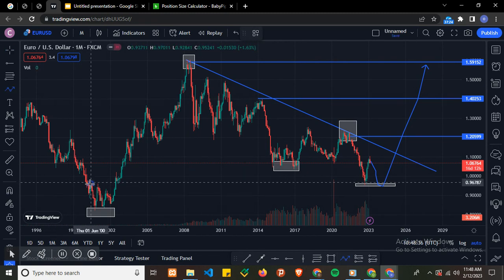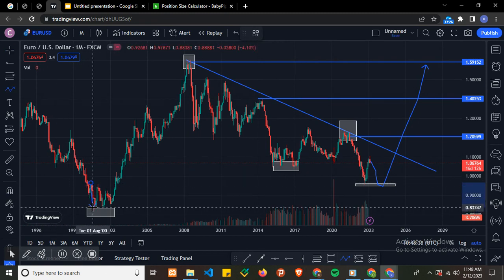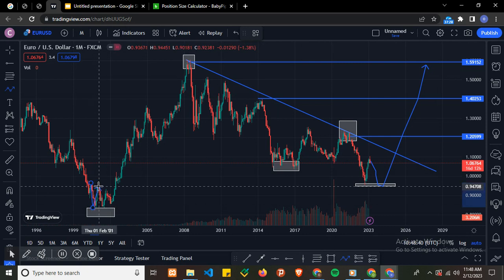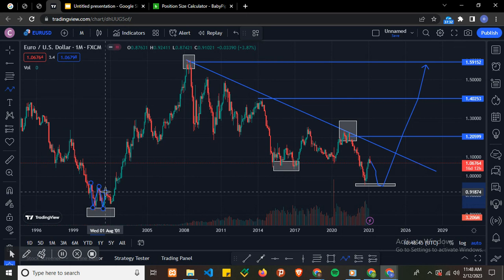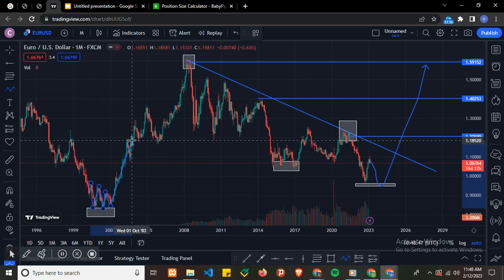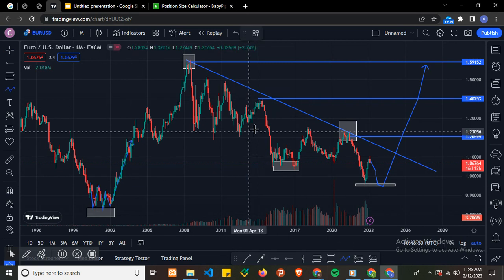Can you see? This one even formed it two times. Then it traced back to that zone, and it traced a little before going up. You just have to be patient. Can you see?